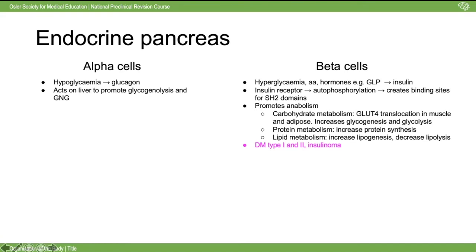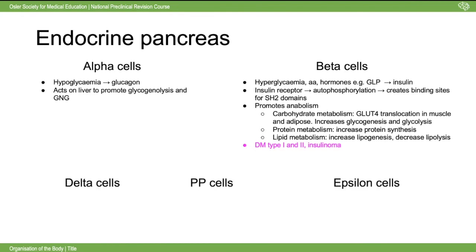And I've also put in an insuloma here, and that's a tumor of the pancreas where you produce excess insulin. And I think it's quite rare, so you don't need to know about it at all, but I thought it would be good to just mention.